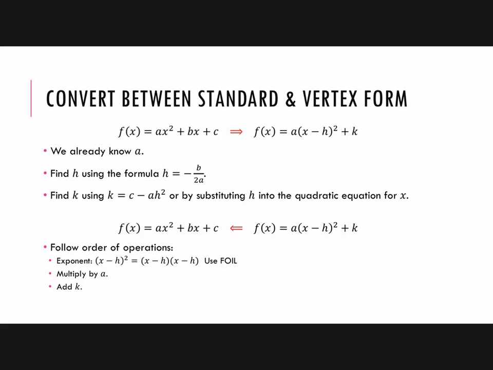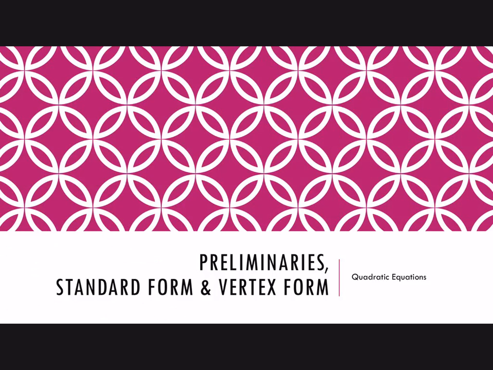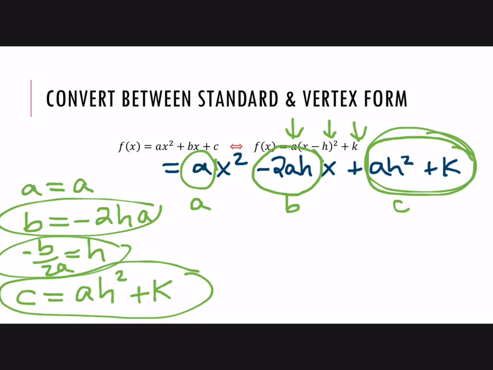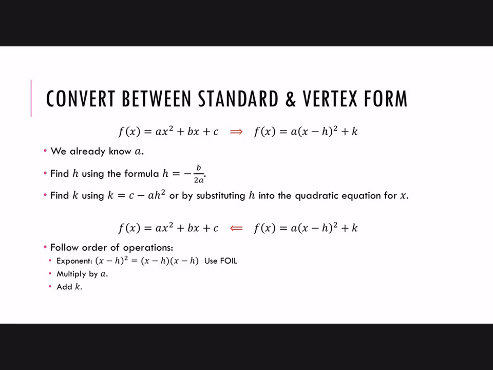Now to find k, I use that formula for c. Okay, and we usually just solve this for k. So I would subtract a h squared from both sides and get k equals c minus a h squared. Alright, so there we have it. Here's a second option. It also works if you know the value of h. You can actually substitute that into the quadratic equation in place of x, and if you simplify that, you'll end up with k. So we'll do an example and see how that works as well.